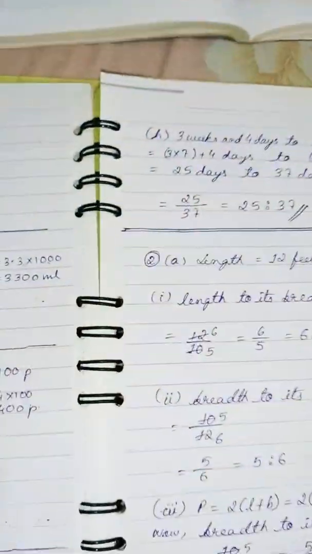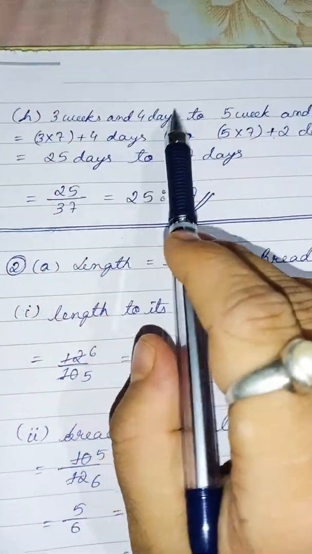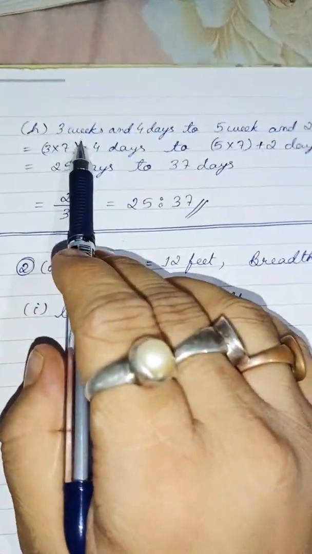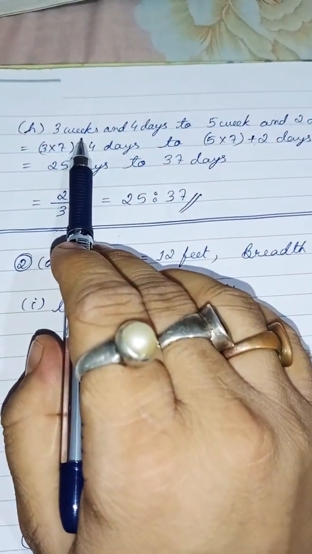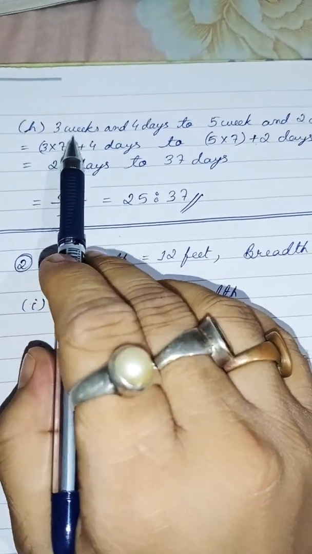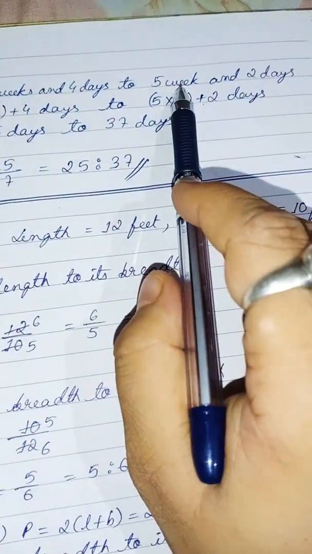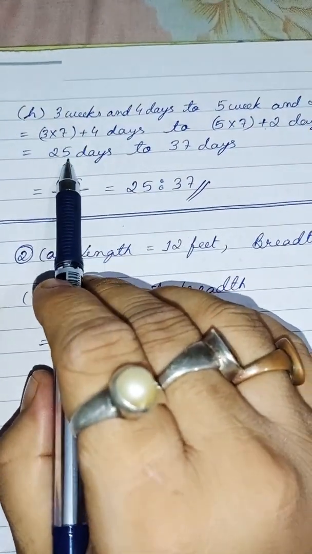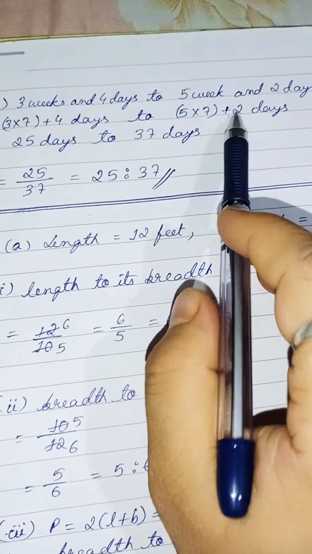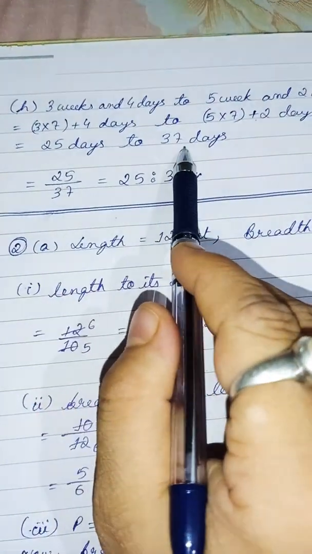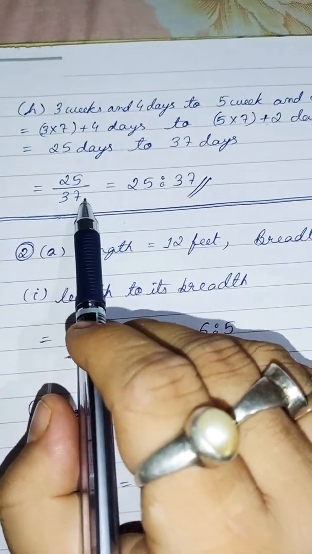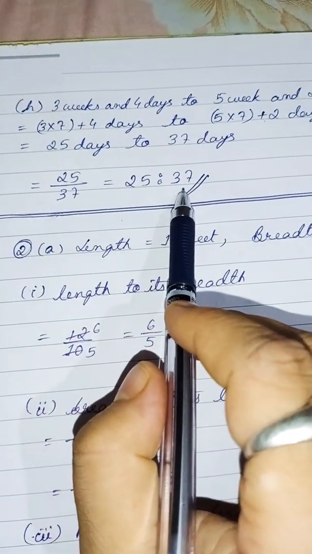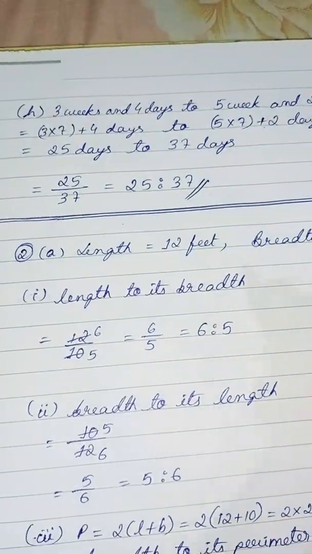Last one more I have done, that is 3 weeks and 4 days to 5 weeks and 2 days. So I'll convert the entire thing into days. 1 week means 7 days. So 3 weeks means 3 into 7 plus 4 days. Here also 5 into 7 plus 2 days. 3 sevens are 21 plus 4 is 25. 5 sevens are 35 plus 2 is 37. So I'll find the ratio of these two. So 25 by 37. As it is not divisible by any common factor, it will stay as it is. So 25:37. So the ratio is found.